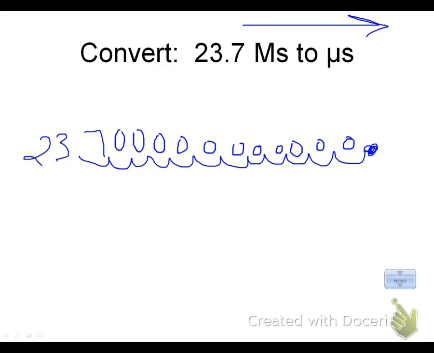But if you're a chicken, you like it. All right, so there's our number. We're actually now in microseconds, and the conversion is over. It's done. You've done all your work.